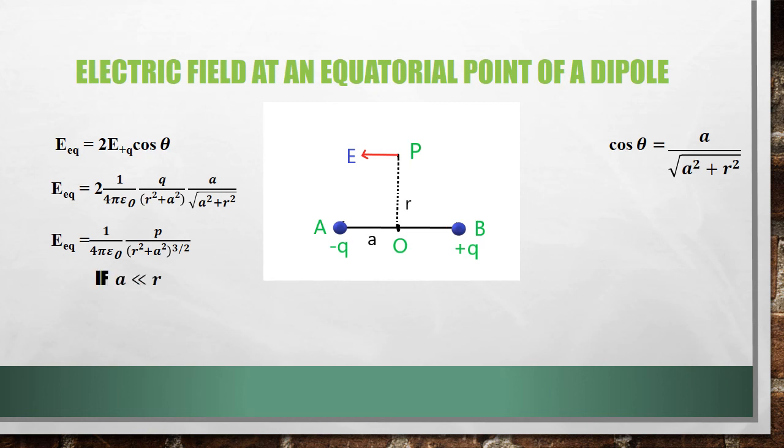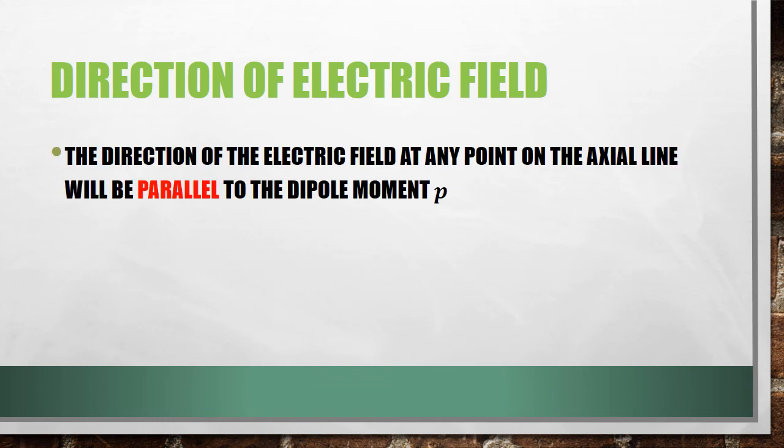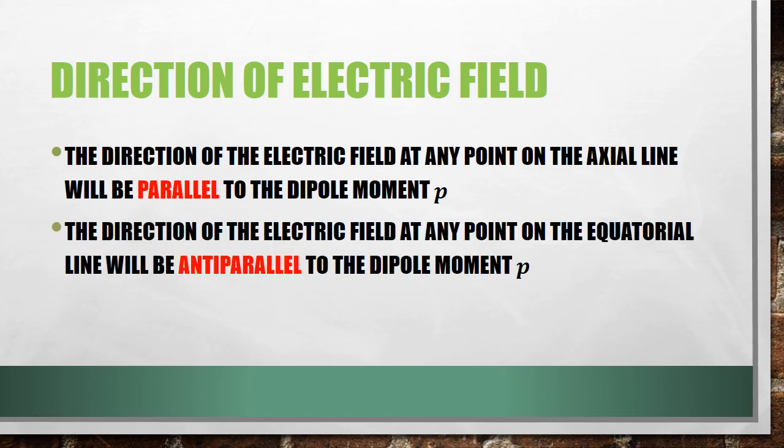For a short dipole, a very much less than r. Therefore, we can write it as E equals 1 by 4 pi epsilon 0 into p by r cube. The direction of the electric field at any point on the axial line will be parallel to the dipole moment. The direction of the electric field at any point on the equatorial line will be anti-parallel to the dipole moment.